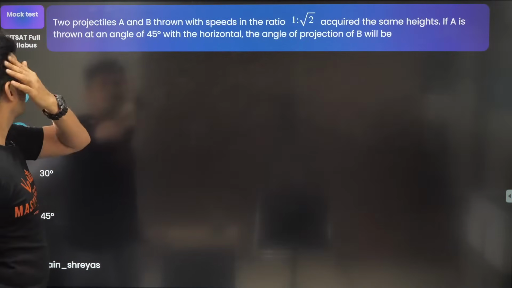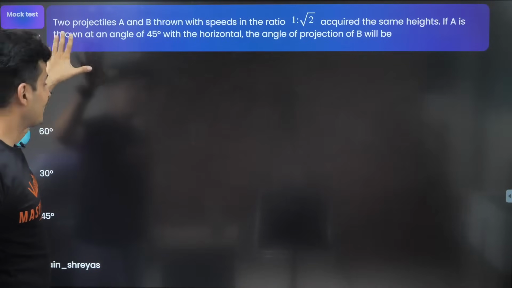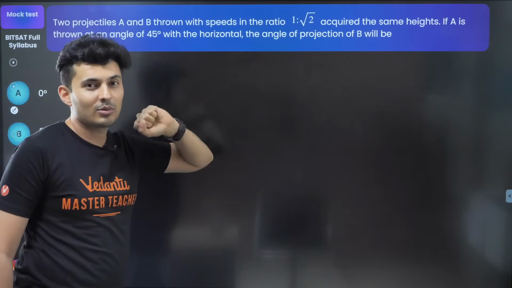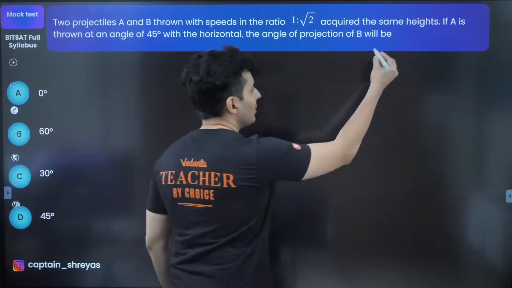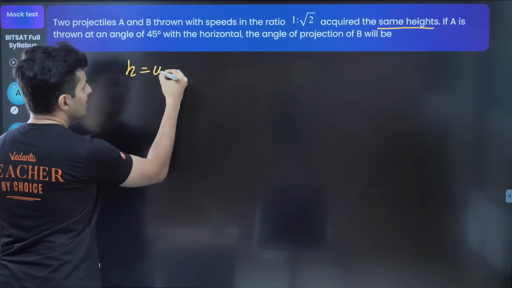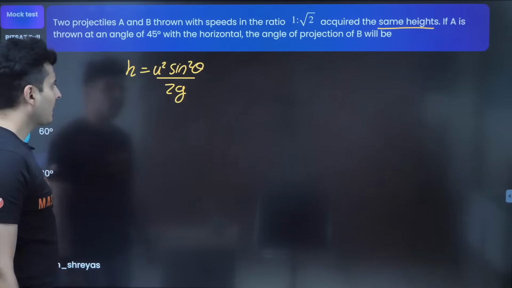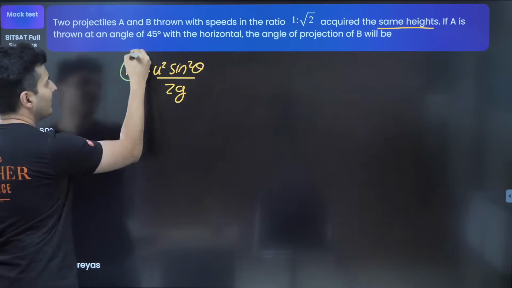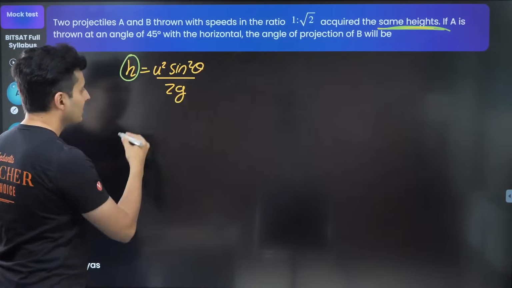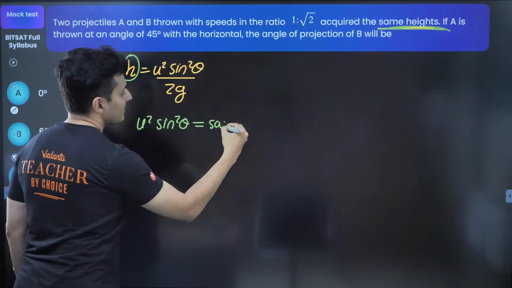Let's try this out. Two projectiles thrown with speeds in this ratio acquire same height. One is at this angle. What is the angle of the other projectile? Height is same, so I think we should start with the height formula first. The height formula is u square sine square theta by 2g. Since it is mentioned that the height is same, it just means that u square sine square theta is same.